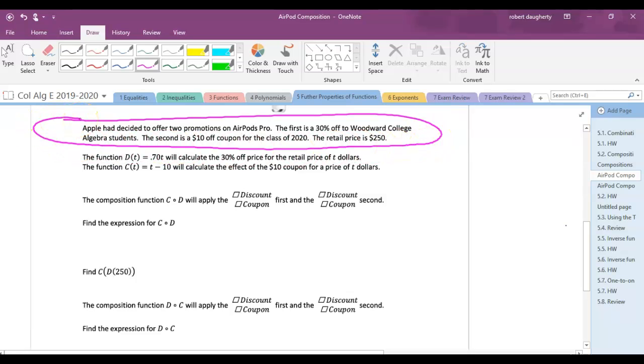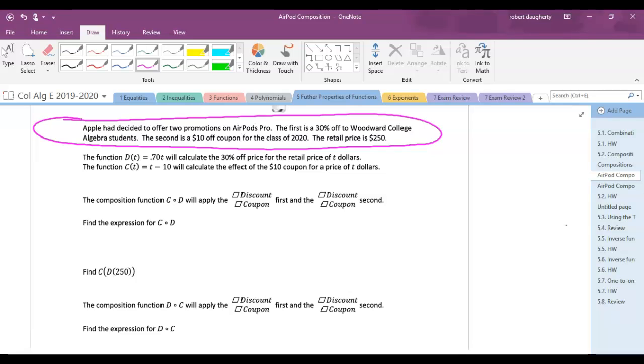Apple has decided to offer two promotions on the AirPods Pro. The first is 30% off to Woodward College algebra students, and the second is a $10 off coupon for the class of 2020. The retail price is $250.